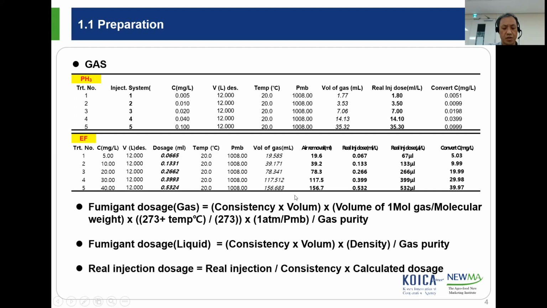When a liquid fumigant is applied, you can weigh the mass at normal temperature. So you can calculate a certain mass by dividing volume by the density of the liquid.